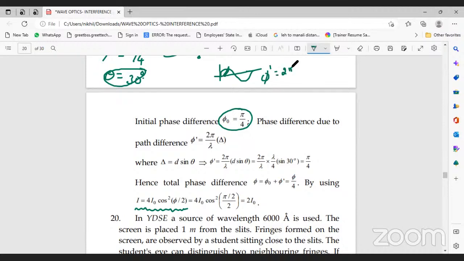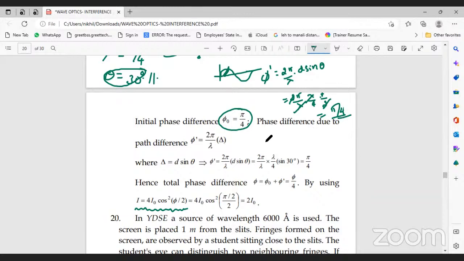How to calculate that? 2 pi by lambda into path. Path difference is nothing but d sin theta. So 2 pi by lambda into d sin theta. d is equal to lambda by 4. Theta is 30. Sin 30 value will be 1 by 2. Lambda will get cancelled. So it is pi by 4. For 30 degree, what is the corresponding phase angle?